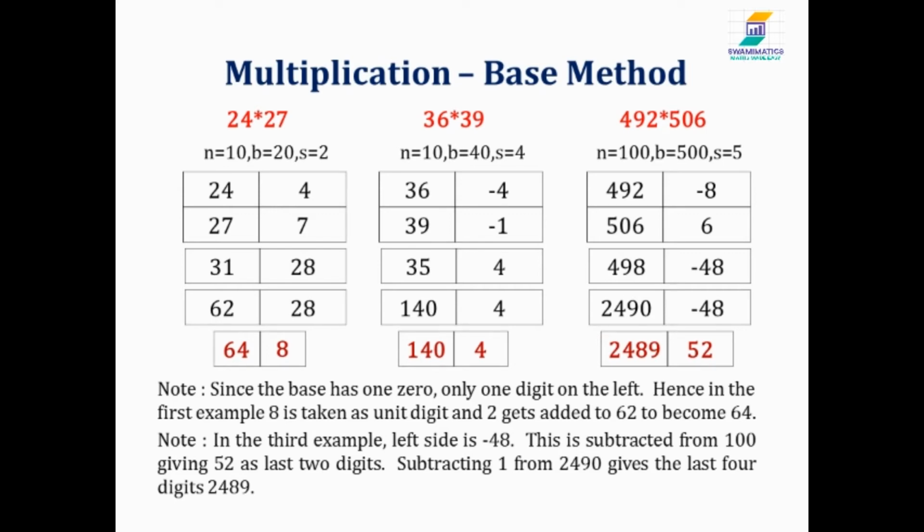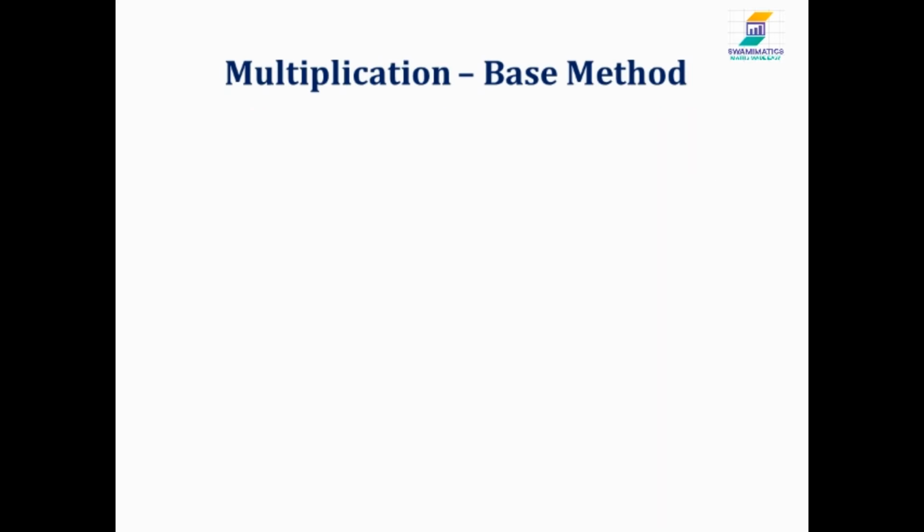So whenever you have a sub base more than 1, after doing the cross operation of the numbers in the diagonal, you need to multiply by the sub base. Right. Let's take some more examples.